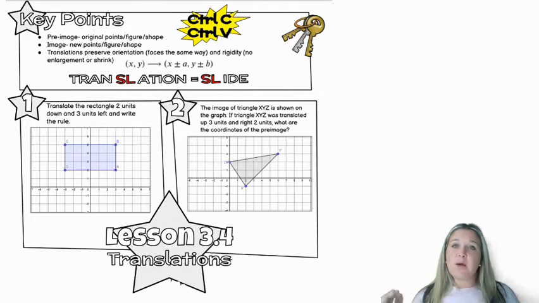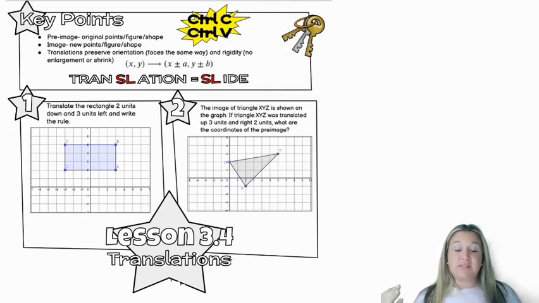Okay. Couple of vocab words here. We have a pre-image. That's the original image, so where it first starts out. And then you have the image. That's what happens after you do a transformation. So this is not just for translations. This is for everything. Okay.